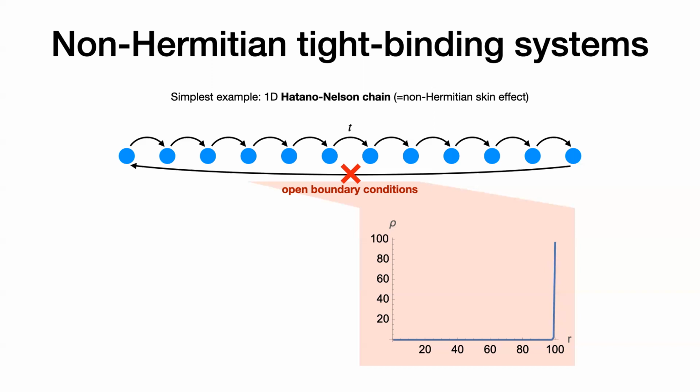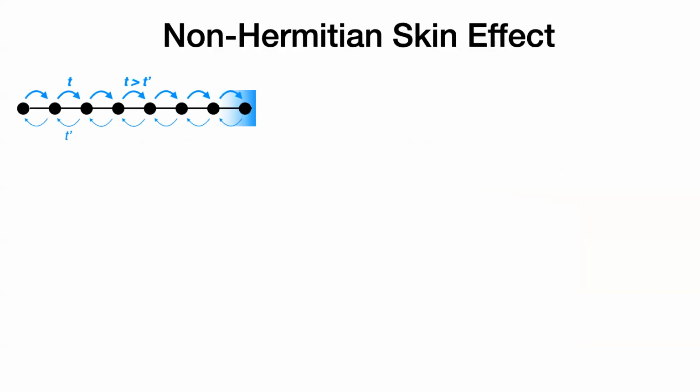Any more questions? So let's go on. So this is what is called the non-Hermitian skin effect, because you have all the eigenstates going to one boundary. So let's analyze this a bit more detailed.